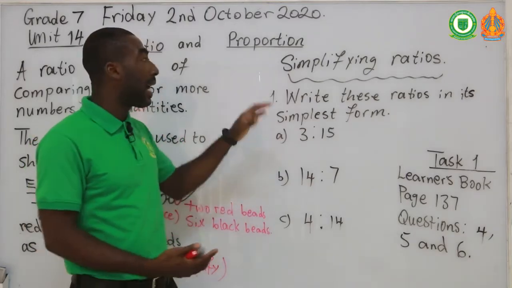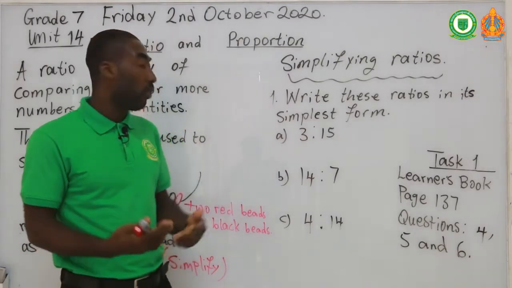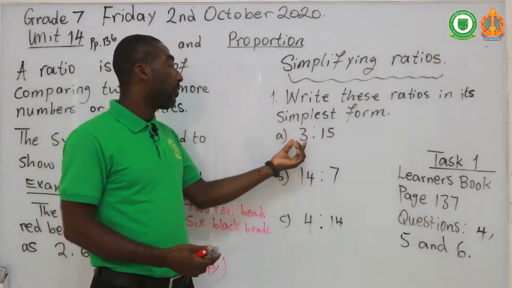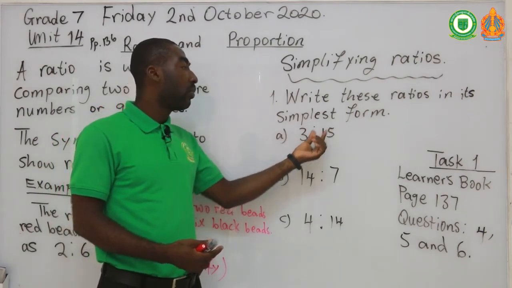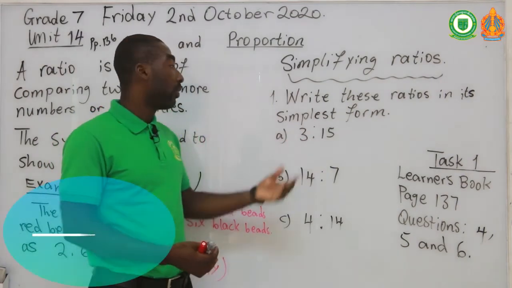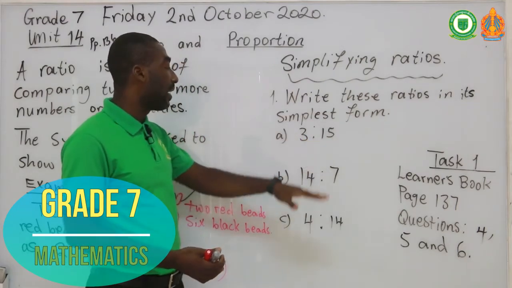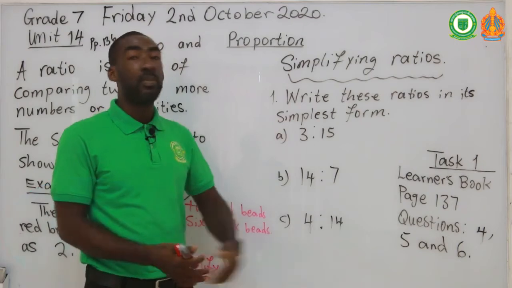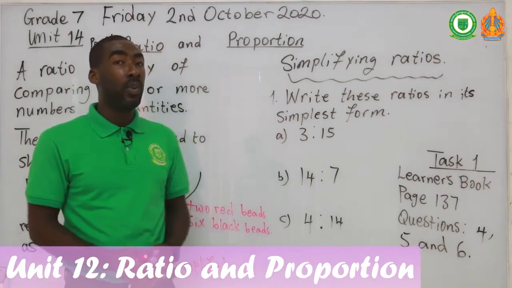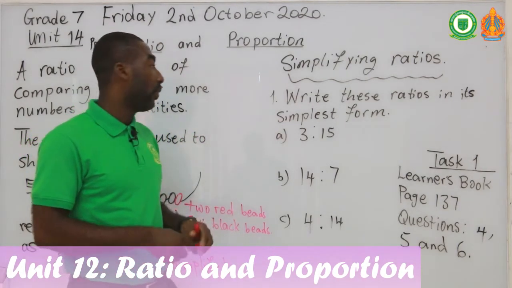In simplifying ratios, we have 3 more examples here that we're going to do that will help you to understand how you can simplify your ratio. Okay, so we have a 3:15 ratio. So this is a 3:15 ratio. We're going to simplify this one, if only it is possible, then we do it.